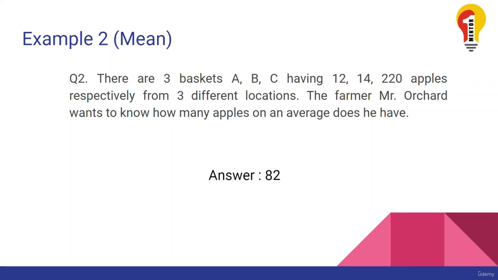But is it the actual correct answer? What I mean by that is, 82 or the mean value represents that on an average, this is the value that you should get out of each basket, or approximately this is the value that will be near to the values from all the baskets. But that doesn't seem to be the case here. We have 12 and 14 in two of the baskets and 220, which basically doesn't make sense. So why is this happening? The value over here, 220, is called an outlier.